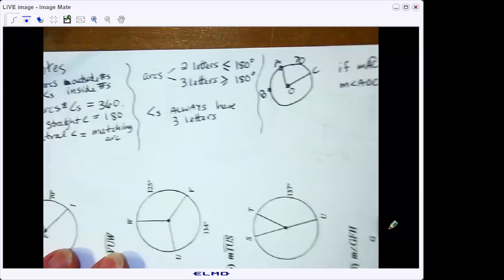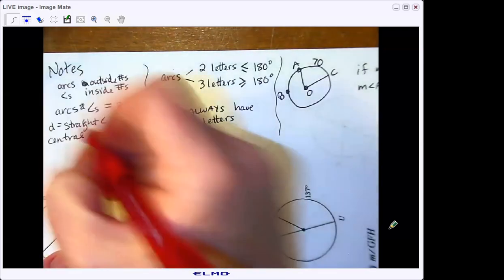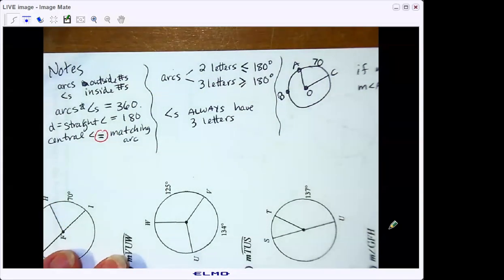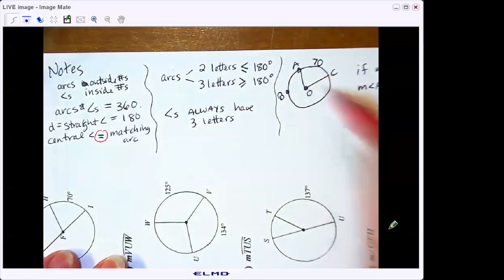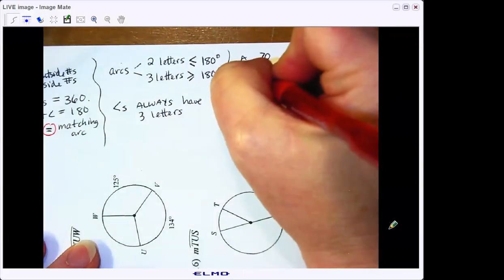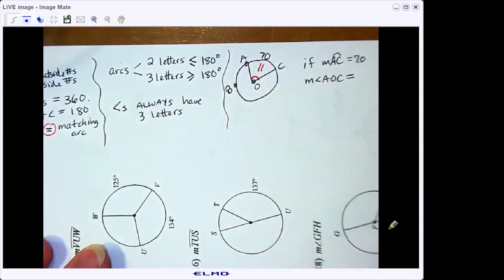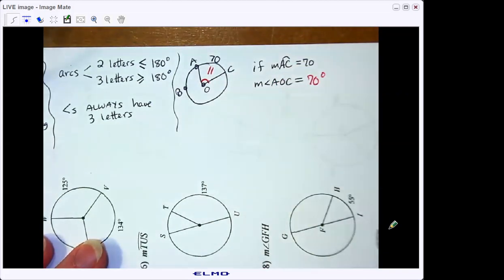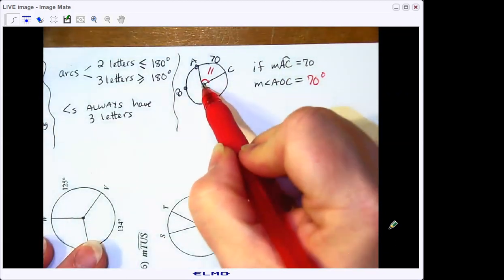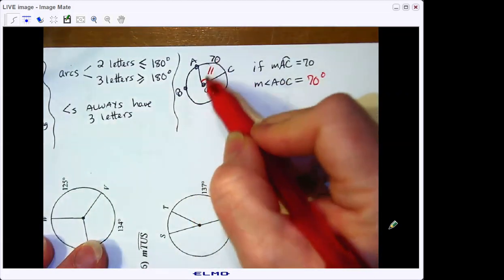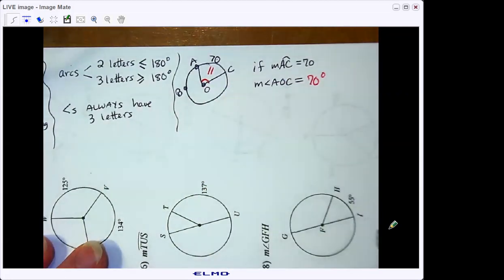Okay, look at our notes over here. The central angle is equal to its matching arc. And it works the other way. The arc is equal to the central angle. These are equal, guys. That angle right there. Your answer was 70. 70 degrees. That was it. If your angle is in the center, which, sorry, it doesn't look like it, but it is, then your arc and your angles are equal.